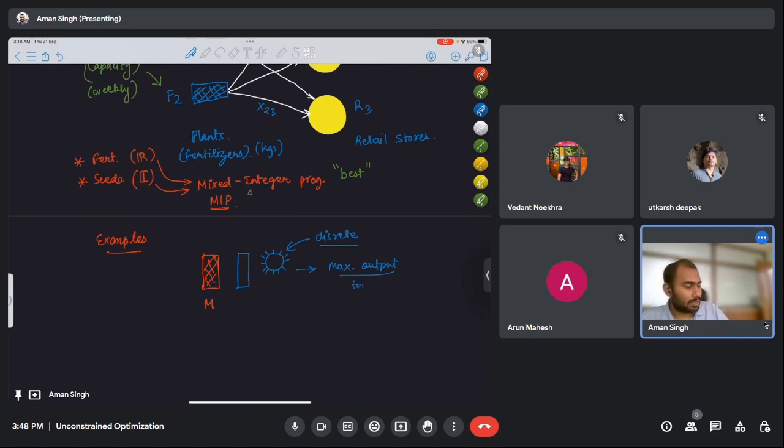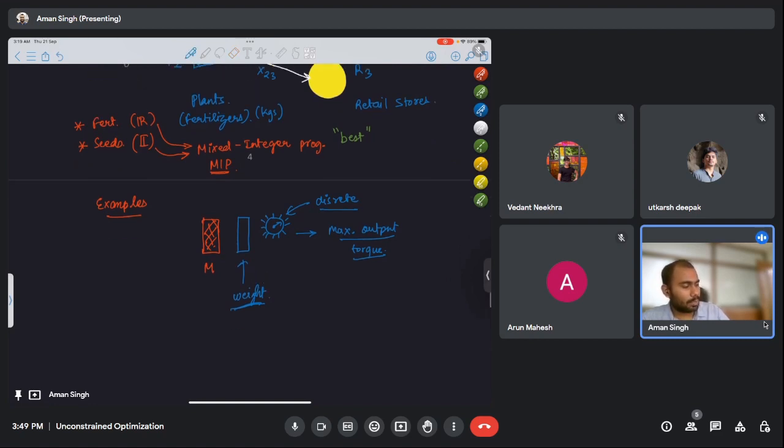So what should be the teeth to get the maximum torque output? This can be a very good problem statement, and a constraint can be the weight of this gearbox. Let's say weight should not go beyond this point. If you keep on increasing the number of teeth, the output will increase, but weight will also increase. So we have to keep the weight under some restriction and maximize the output torque. This is a very good optimization problem to solve, which uses discrete variables.